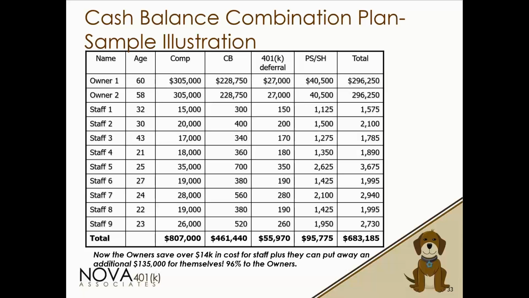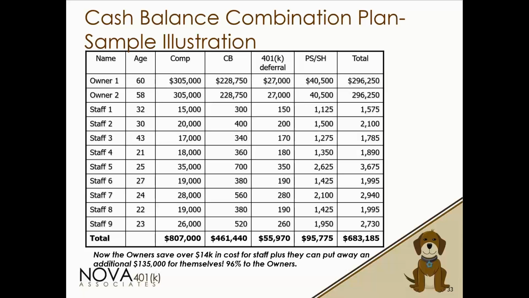And so that's why we can get some of these big discrepancies and be able to put away, in this example, $228,000 in cash balance to the owners, and not as much to the staff. So what we've done here is we've partnered the cash balance plan with a DC plan. So we were able to reduce the amount, because we don't have to pass the testing on the cash balance plan on its own. We can reduce the amount that we have to give to staff in the cash balance plan.